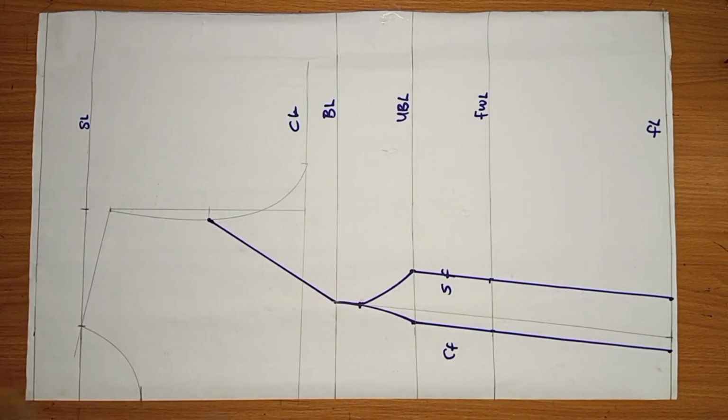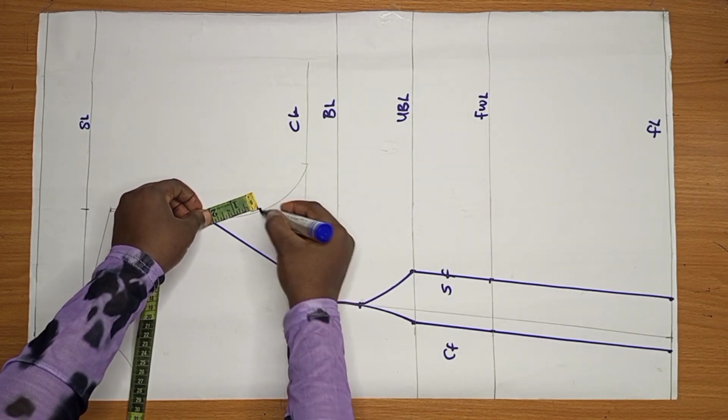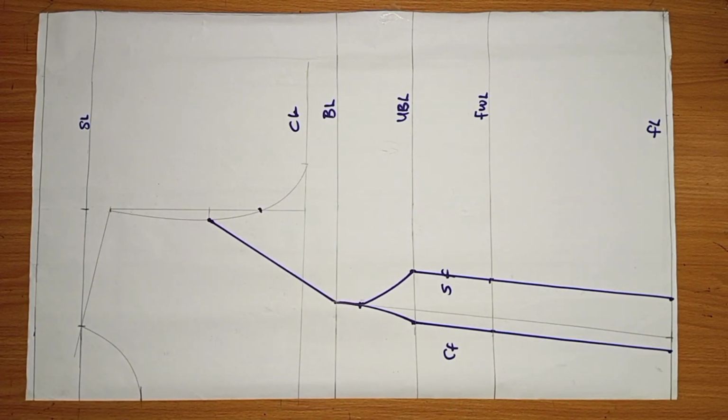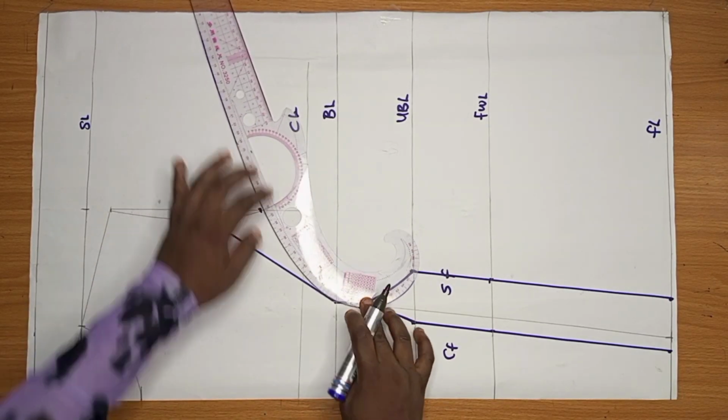So after connecting the point from this armhole part here, I'm going to come down by 2 inches and I'll mark the point there. Then I will go ahead to reconnect it to my bust line.